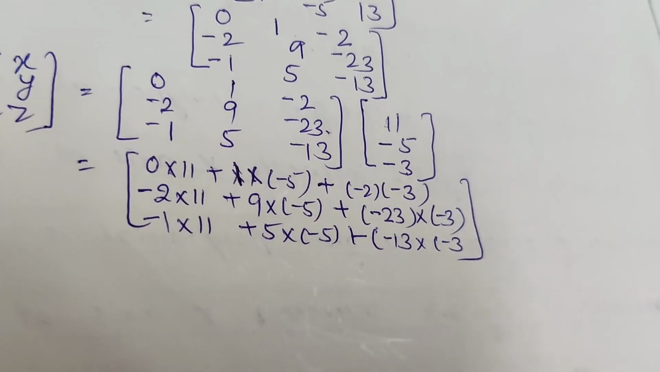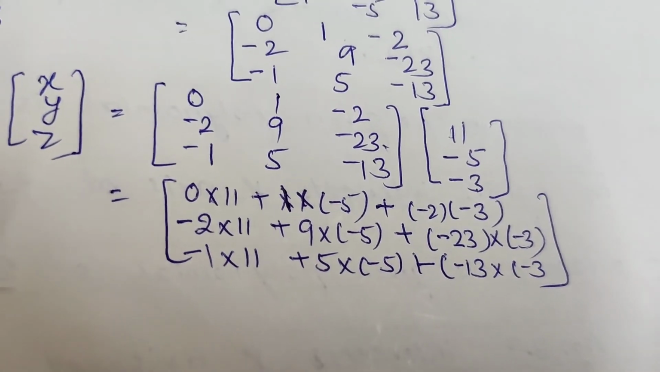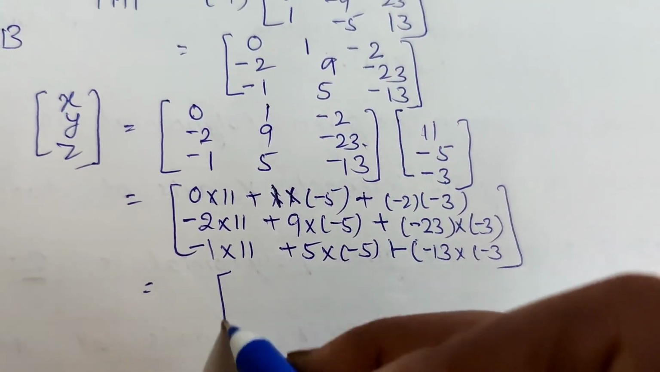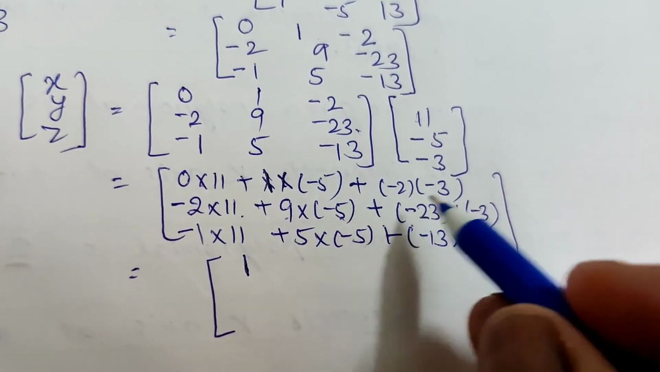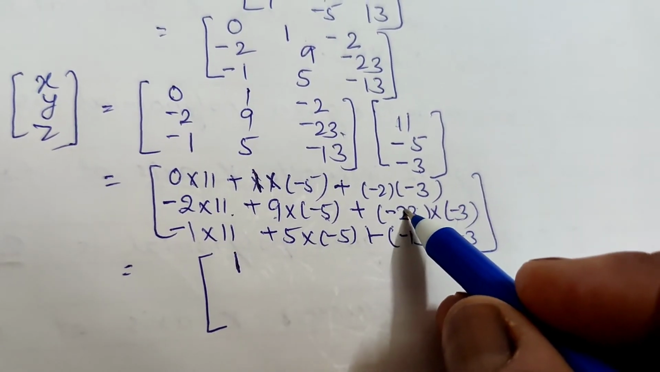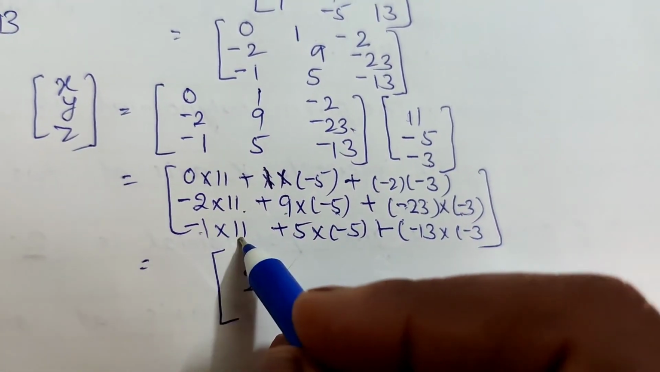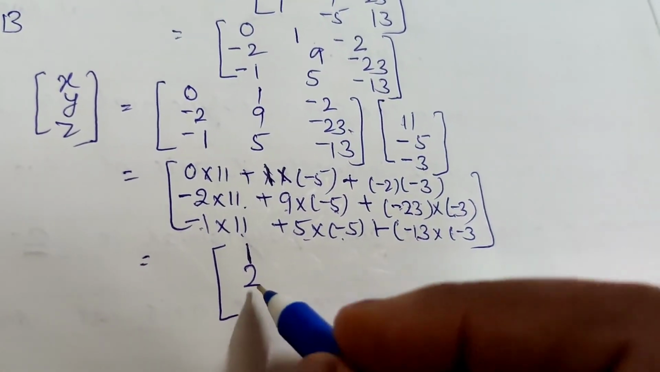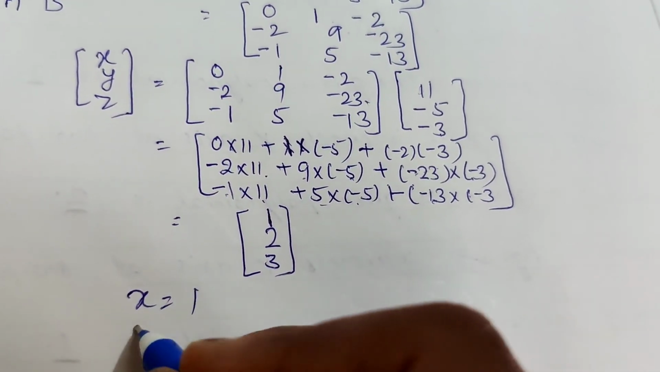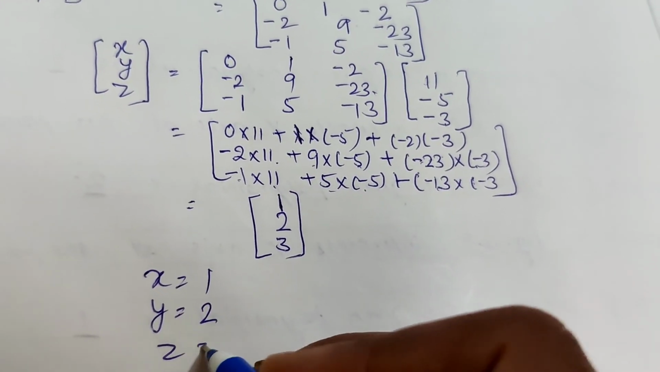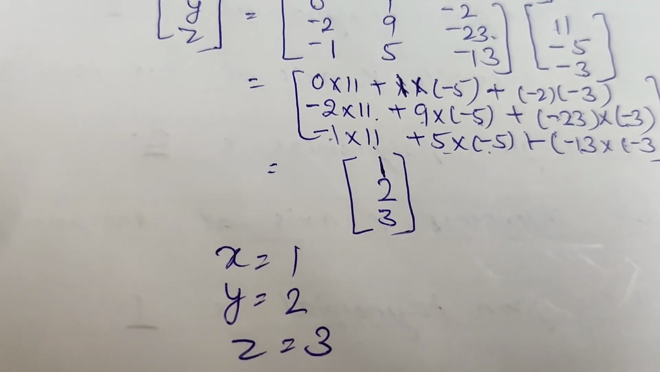Now solve. Okay, so this will equal to plus 6 minus 5, it is equal to 1. Next minus 22 minus 45 plus 69, it will be 2. And minus 11 minus 25 plus 39, it is 3. Now compare: x equal to 1, y equal to 2 and z equal to 3. This is the solution of question number 15.